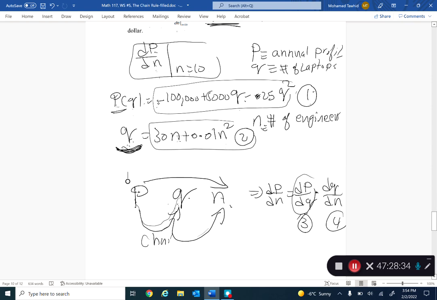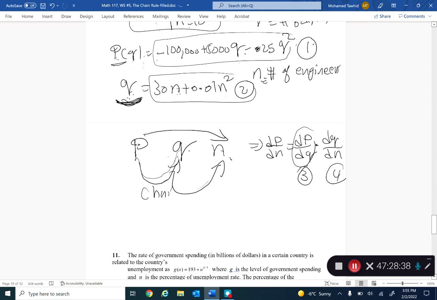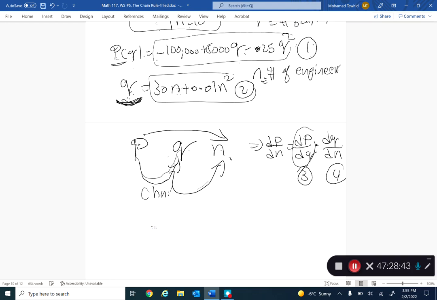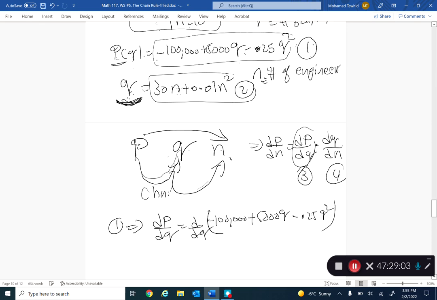Now it's very easy, because in equation 1, P is a function of Q. It's very easy to take the derivative with respect to Q. So you can tell me, guys, from equation 1, what is the derivative of P with respect to Q? I take the derivative of minus 100,000 plus 5,000 Q minus 0.25 Q square.